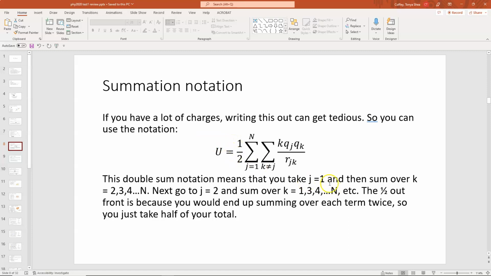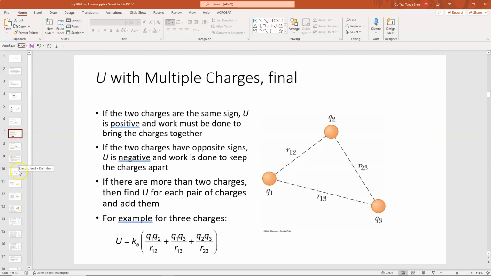and so you can use this notation if you want to, where you do a double sum for j not equal to k, right? You're summing over j and k for k not equal to j, and then since that counts each pair of charges twice, you have to multiply by 1/2 out front. So that's what the 1/2 is for. But for your test, you'd probably just have a couple of charges anyway, and so doing it this way would be just fine.